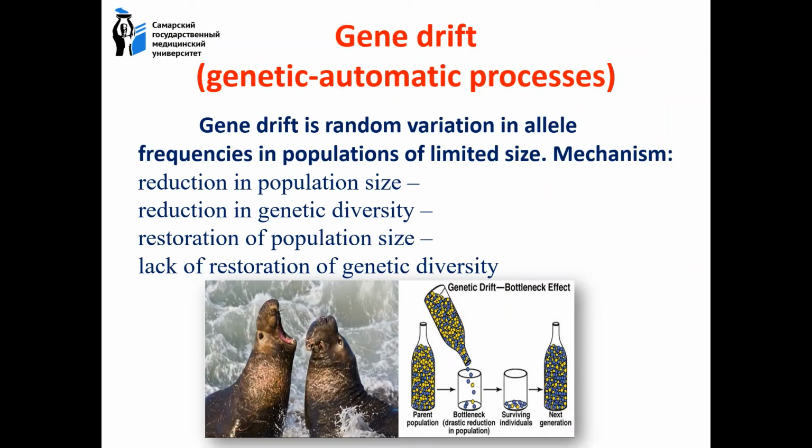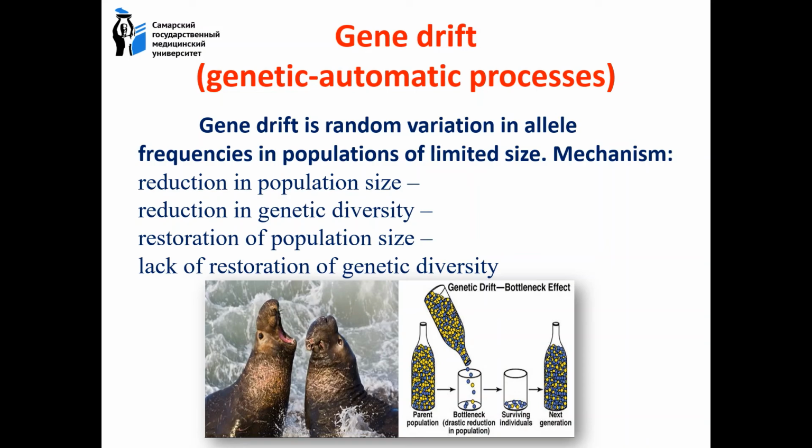The next factor leading to change in population genetic structure is gene drift. This process was first studied by geneticists Dubinin and Romashov, as well as American scientists Wright and Fisher. Gene drift is random variation in allele frequencies in populations of limited size. It is a mechanism of genetic automatic processes.